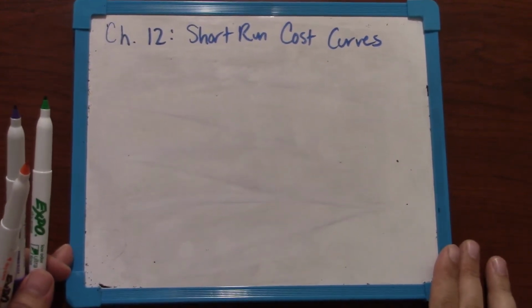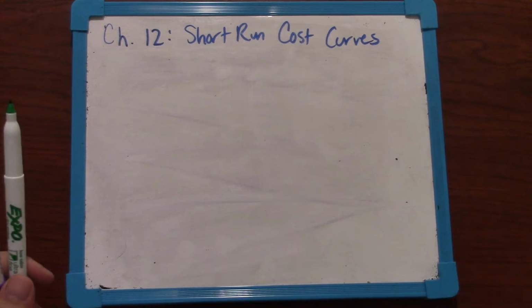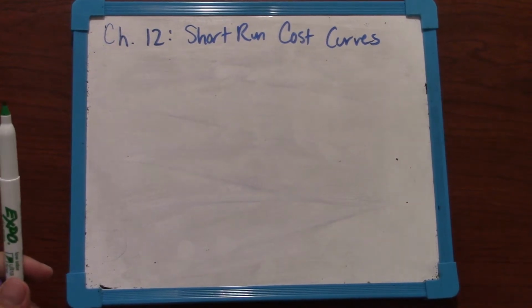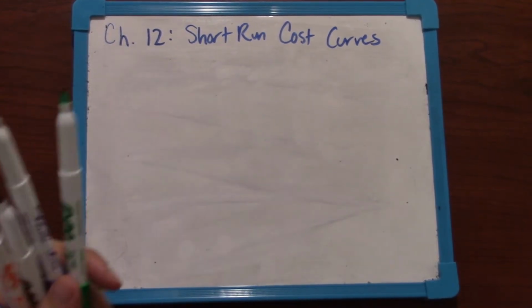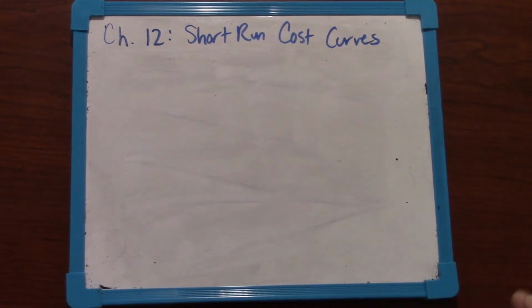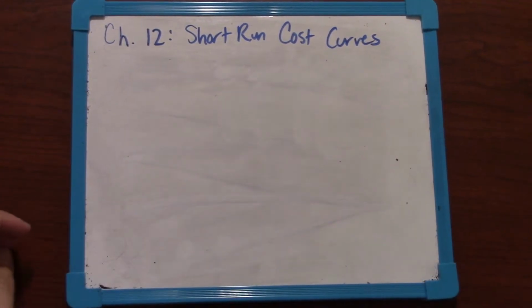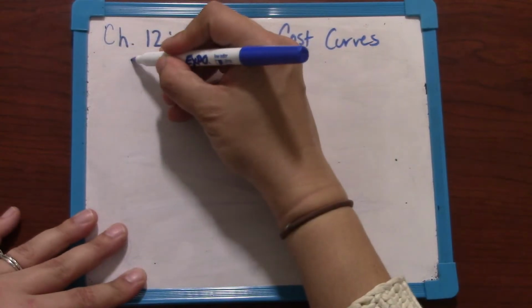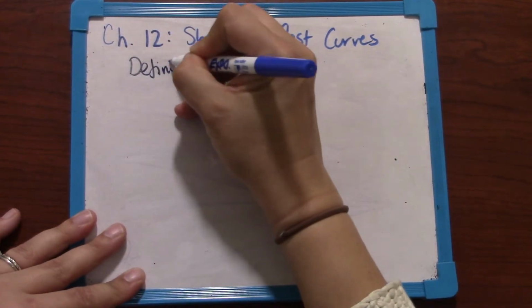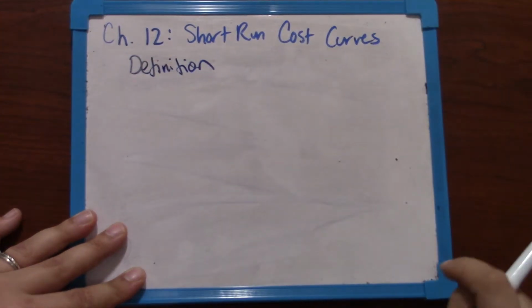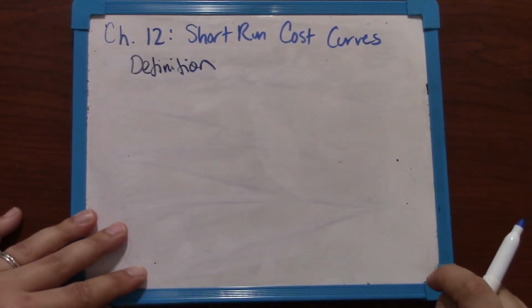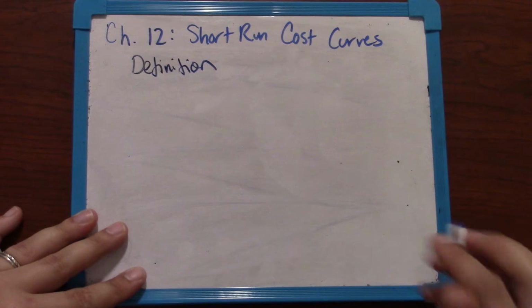Okay, so this is a video for chapter 12 where we discuss the short run cost curves. I'm all set and ready to go with 5 different fine tip markers. So this video will explain the 4 major cost curves that we use again and again in this part of the course. The theory behind them, we'll talk about the definition of each of these, and then look what they look like in the graph.